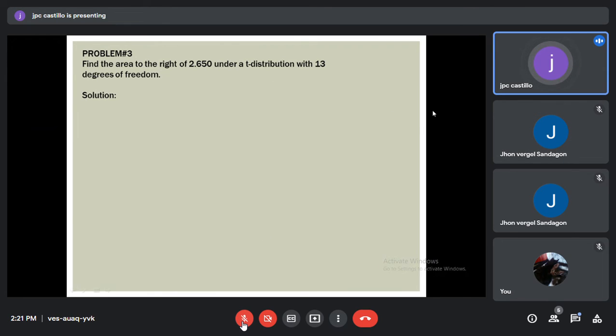Here, in problem number 3, find the area to the right of 2.650 under a t-distribution with 13 degrees of freedom. We have the formula: 1 minus A times 100% equals P.